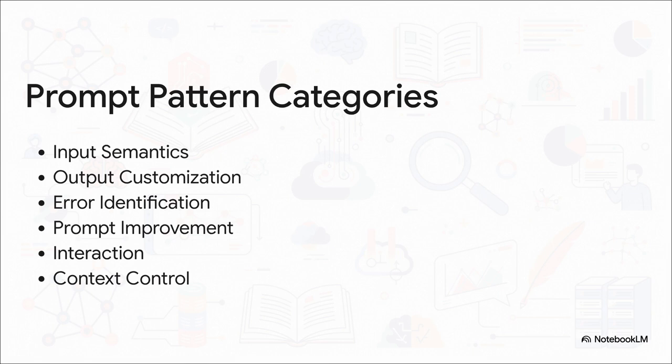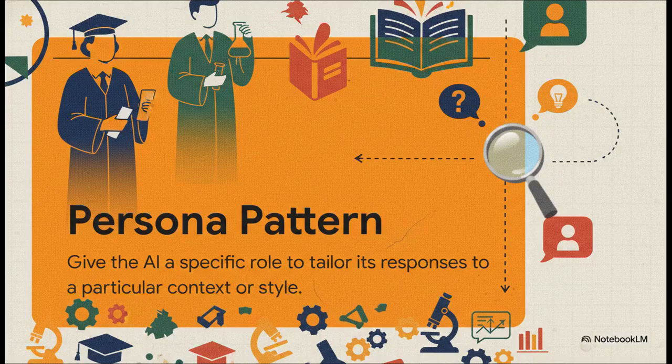There are patterns to customize exactly how you want the output to look, patterns that help the AI spot its own mistakes, and even patterns that completely change the way you go back and forth with it. For example, one of the most popular and useful ones is called the persona pattern. This is so cool. You're not just asking a question, you're telling the AI who to be. You could say, act as a skeptical peer reviewer and critique this abstract, or you're a helpful librarian, find me sources on this topic. It completely changes the tone, style, and focus of the response.